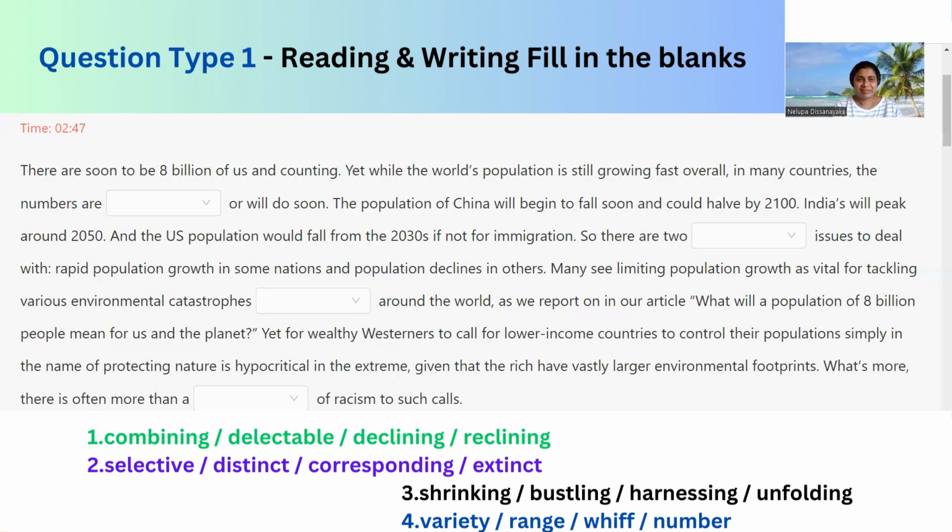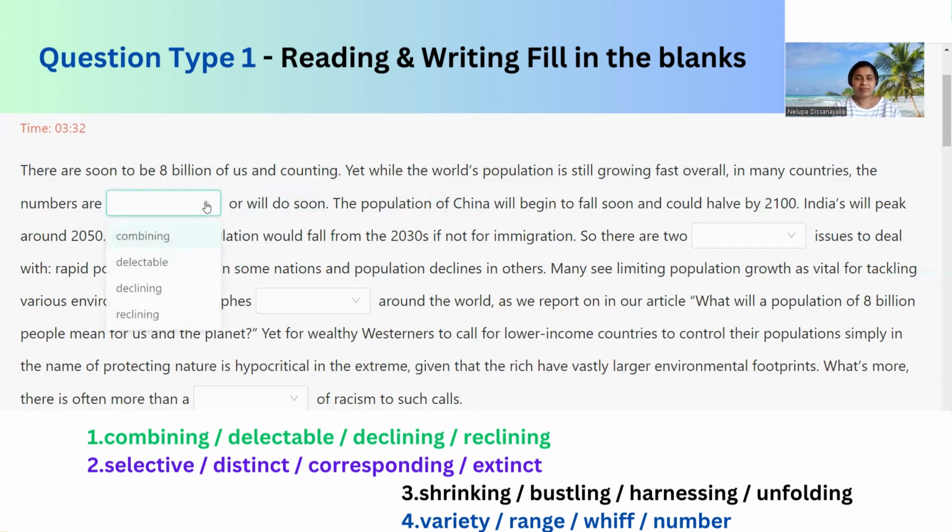Okay, now let's discuss this question. There are soon to be 8 billion of us and counting. Yet, while the world's population is still growing overall, in many countries, the numbers are blank or will do so soon. So now it says that the population in the world is about 8 billion. Overall, most countries show an increase of the population. The numbers are blank, or will be soon. So something is going to happen soon.